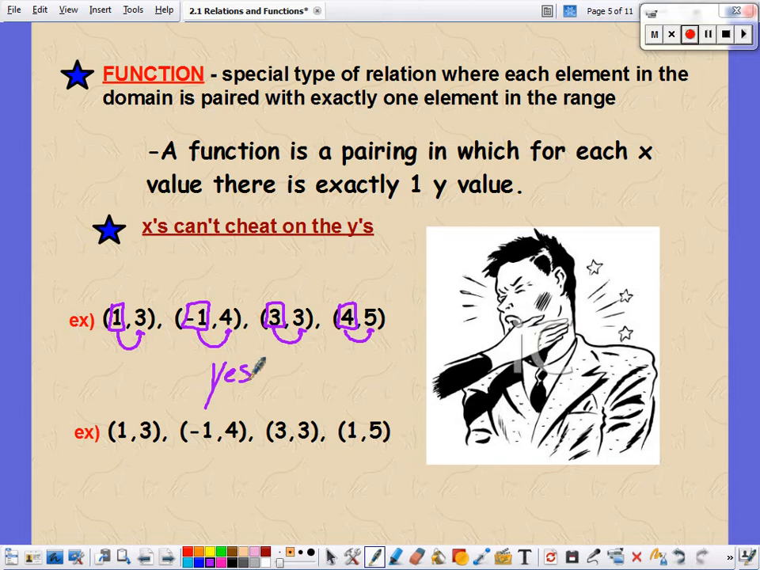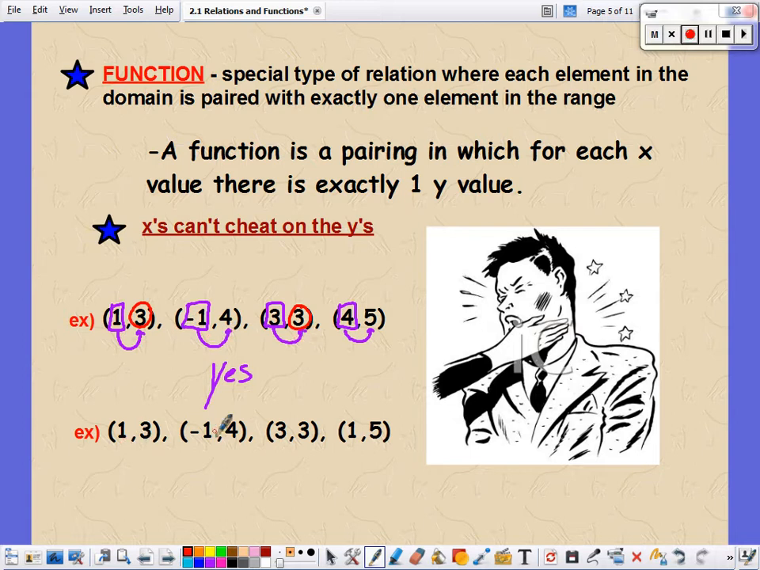Yes. Now a lot of students will perk up here and go, whoa, wait a minute. You've got a 3 here, you've got a 3 there. So the y is cheating. Look, I'm speaking from a guy's standpoint. All I can say is this: the x's can't cheat on the y's. That's what makes it a function. So the y's technically can cheat on the x's, but if it's going to be a one-to-one relation, which we'll talk about later, that's when neither the x's nor the y's cheat. But in this case, we're only looking at the x's, and the x's cannot cheat on the y's.